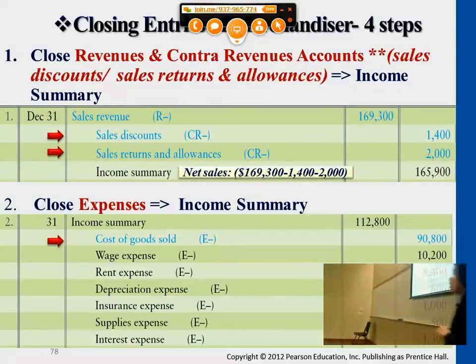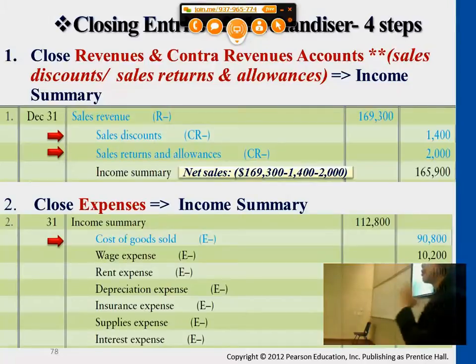The second entry is also the same as in a service type of business. We close out all the expenses. Remember, expenses, the regular balance is on the debit side. So when we close it, we zero it out by posting to the right side. Now the only difference is that we have one additional expense account here in this chapter, cost of goods sold expense. Okay, so the blue ones are the new accounts that we introduced in this chapter.